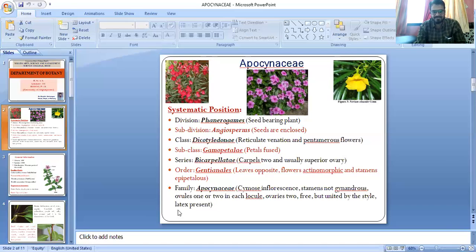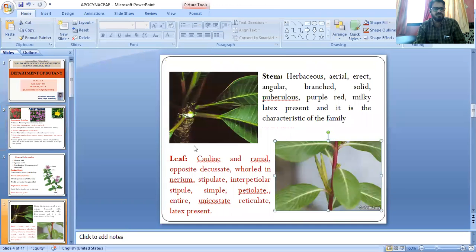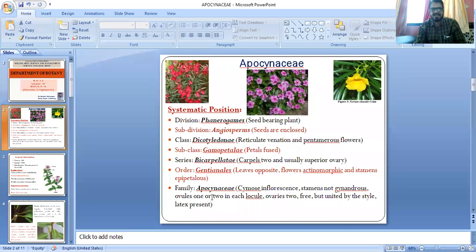But here, in this case, the anthers are united to the stigma and filaments are free. Yes, filaments are free. So it is nothing but gynandrous stamens. Then we have to see, in this case, the latex is present.